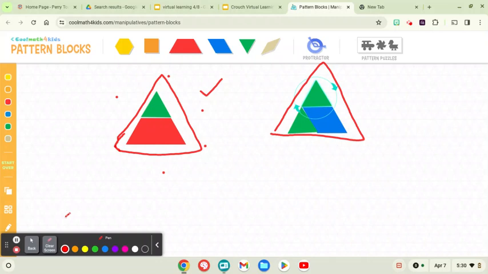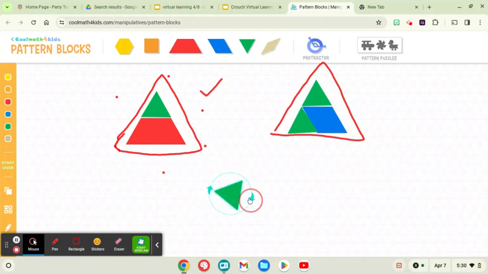There's one other way that I can make a triangle that I see. I'm going to use some smaller triangles to help me make a big triangle. Let's see if I can do it. One, 2, 3. And I need the top of my triangle. Looks like I made another triangle.